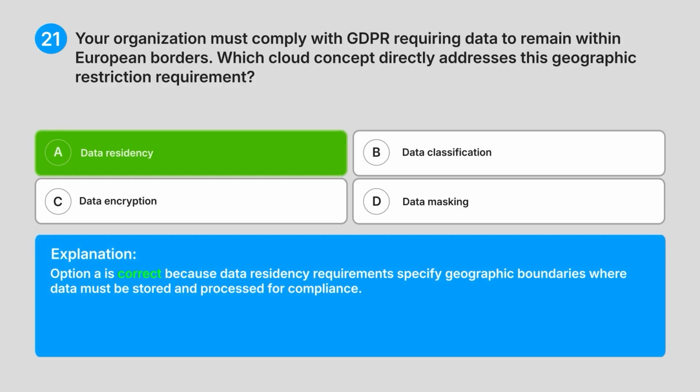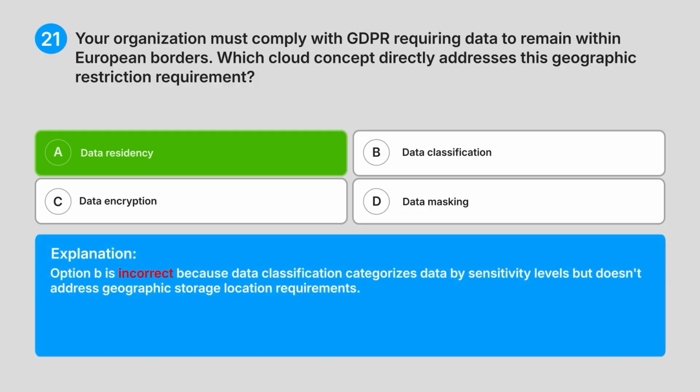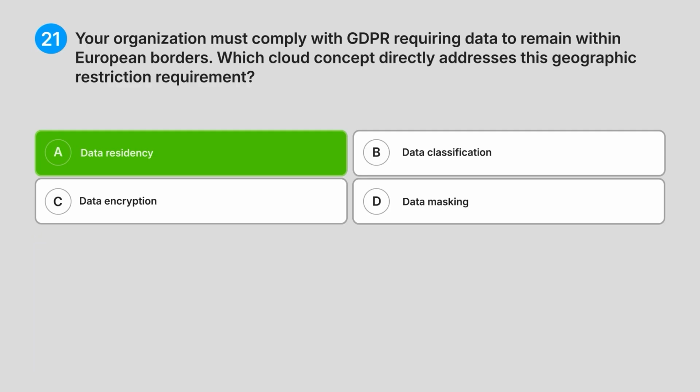Explanation. Option A is correct because data residency requirements specify geographic boundaries where data must be stored and processed for compliance. Option B is incorrect because data classification categorizes data by sensitivity levels but doesn't address geographic storage location requirements.